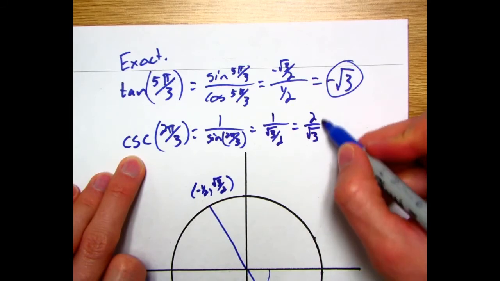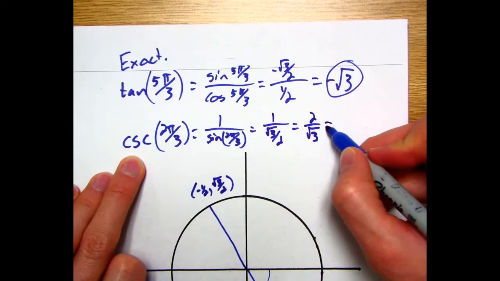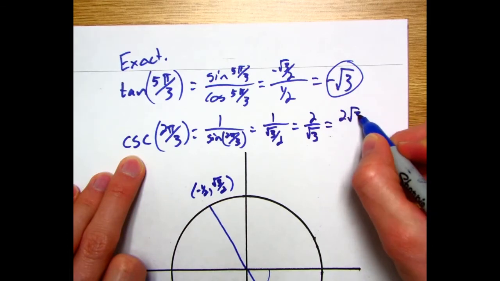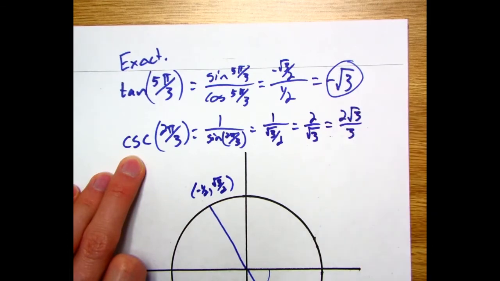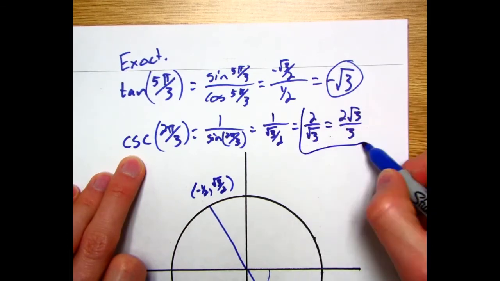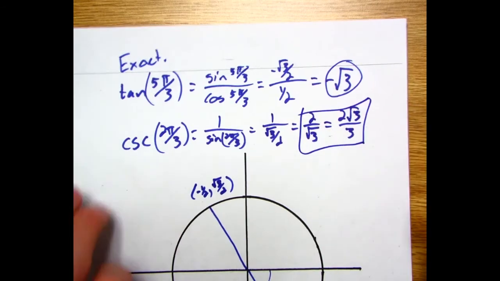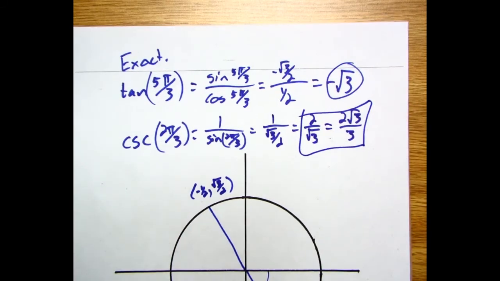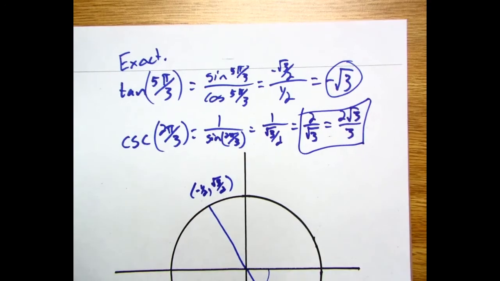But again, if you want to rationalize the denominator and not have a radical in there, then this would be 2 radical 3 over 3 would be kind of the final answer. So either of those two would be just fine with me. All right, so that's kind of your first step into that.